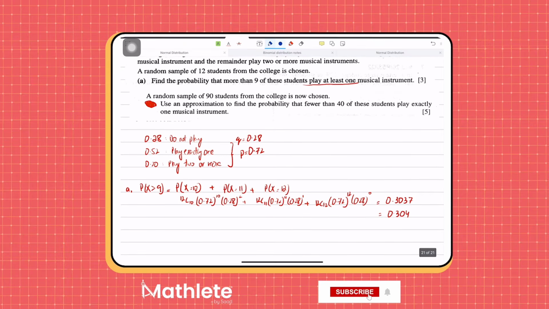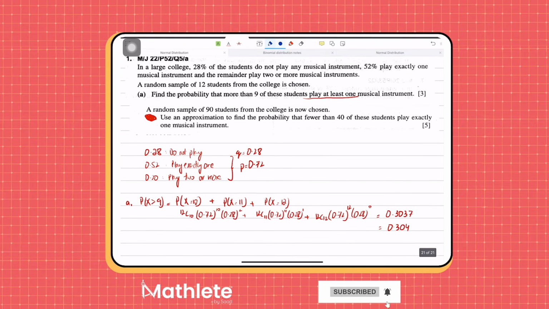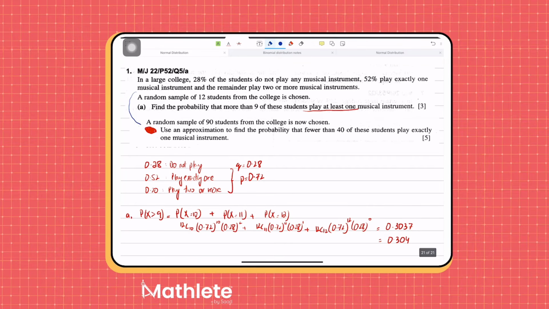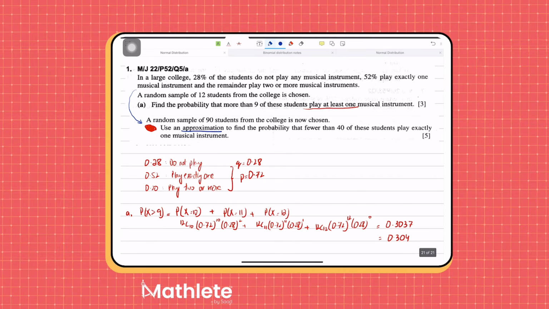Now, a random sample of 90 students from the college is now chosen. So from the same college, now we're talking about 90 students. Use an approximation. Notice how it's hinting, it's telling you what to do. Use an approximation to find the probability that fewer than 40 of these students play exactly one musical instrument.